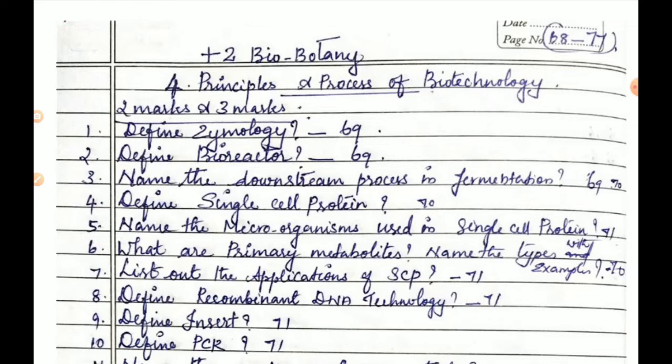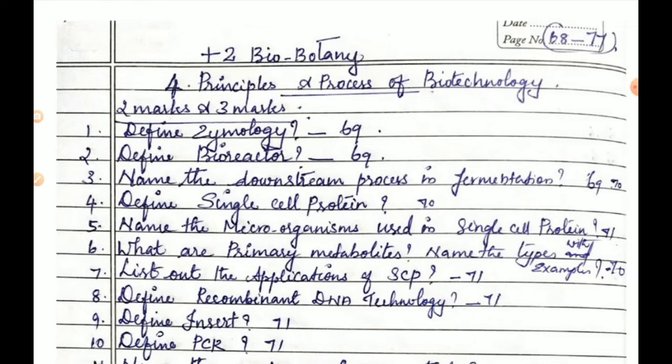Second question, define bioreactor. Page number 69. Bioreactor is a vessel or a container that is designed in such a way that it can provide an optimal environment in which microorganisms or their enzymes interact with a substrate to produce the required product. Second point, in the bioreactor, aeration, agitation, temperature and pH are controlled.